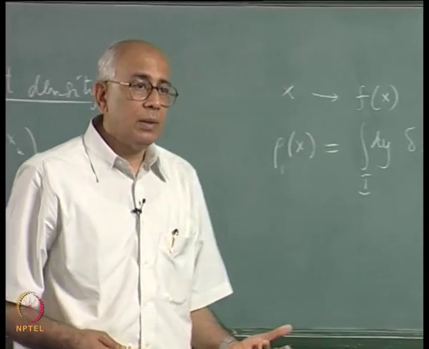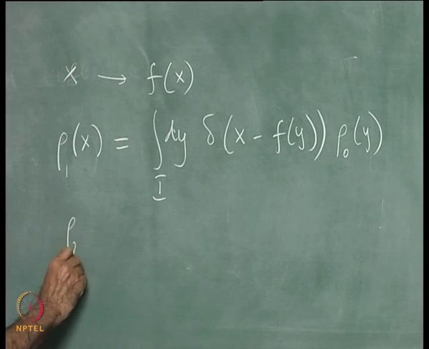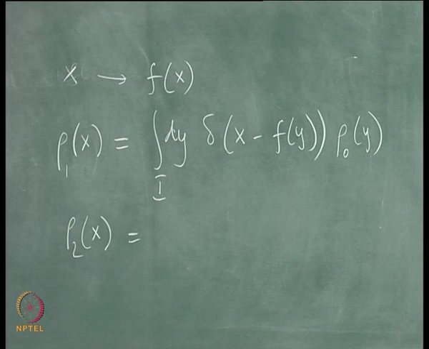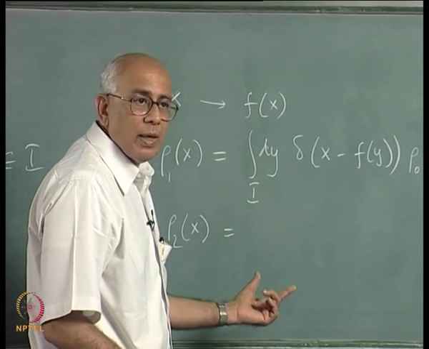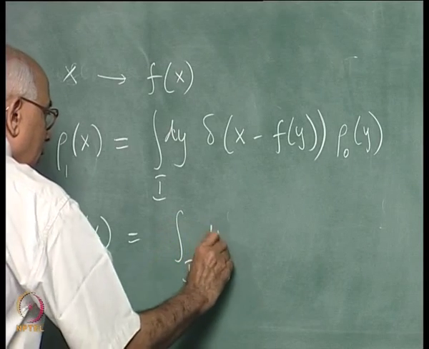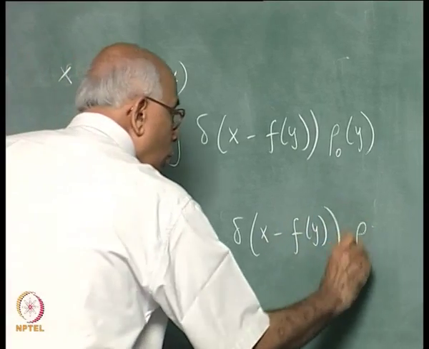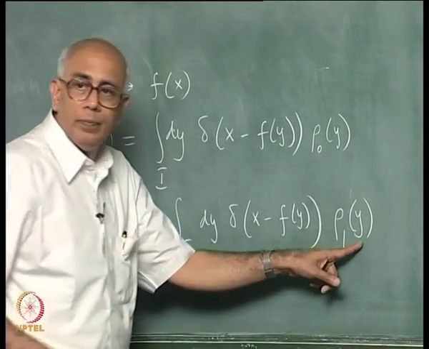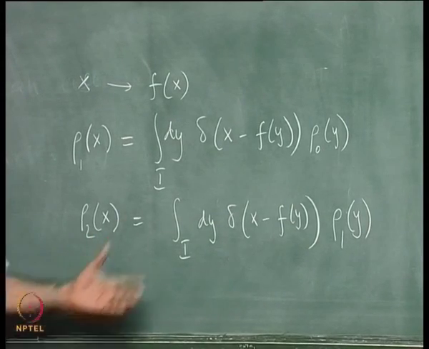Given after one iteration a density rho 1 of x, what is rho 2 of x going to be equal to? Well, once again you take the density after one iteration and weight it with the corresponding delta function kernel and you get rho 2 of x. So this is again equal to the integral dy delta of x minus f of y, but here you put rho 1 of y, because everything that I want here is a function of x, and I keep integrating this.